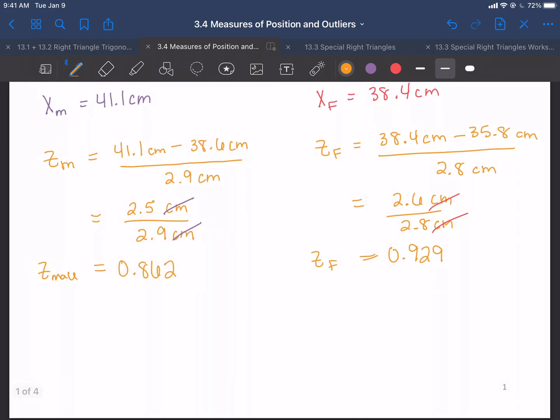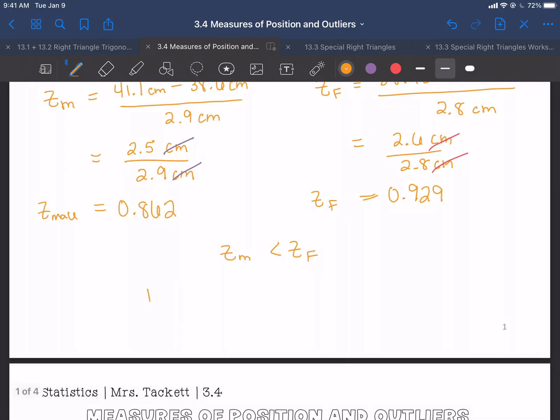When comparing the z-scores, the female's z-score is larger than the male's, so that means it's further from the mean than the male's. And since it's positive, it would be above the mean. So in our case, that means the female has a relatively longer upper arm length than the male.